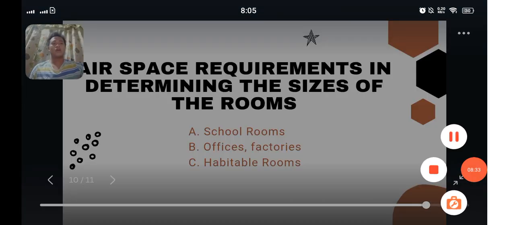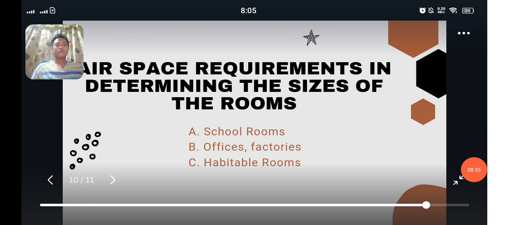So the next one is airspace requirements in determining the size of the rooms. We have three examples of it: school rooms, offices, factories, and habitable rooms. So the first one is A. School rooms must have 3.00 cubic meters with 1.00 square meter per person floor space.